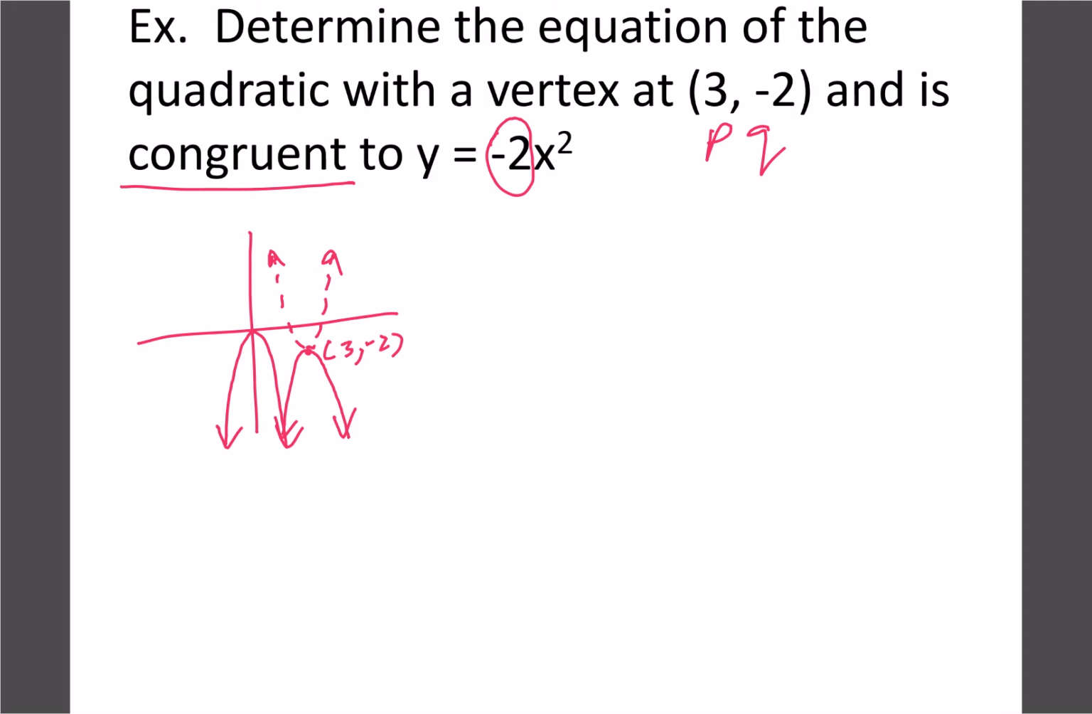So this one's actually pretty easy because we know our a value is negative 2. So we can just plug that in. We know our P and Q. And we're done. So we don't even have to do any other simplifying.